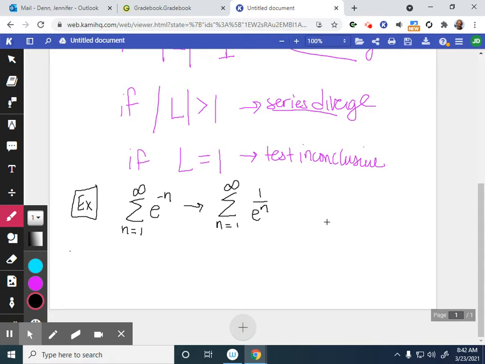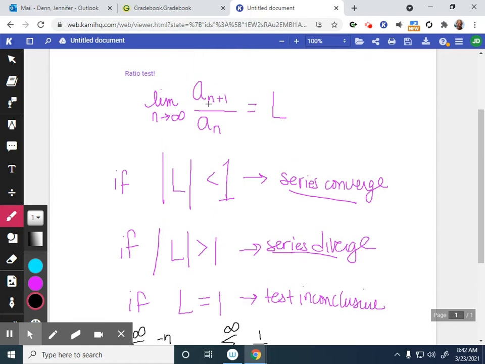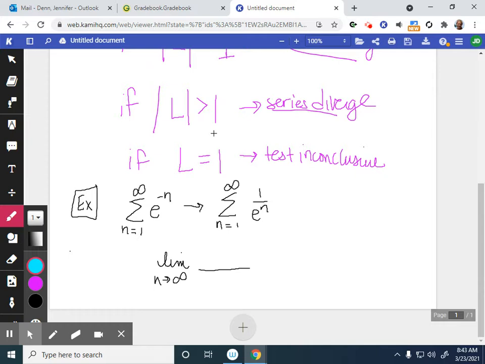But let's just say I'm going to use the ratio test just for giggles. So the ratio test says I'm going to look at the limit as n approaches infinity, and I'm going to make a big fraction. On the top of that fraction, I'm going to replace all of my terms with n plus 1. And on the bottom, I'm going to have my series with the n's. So it's going to look like this.